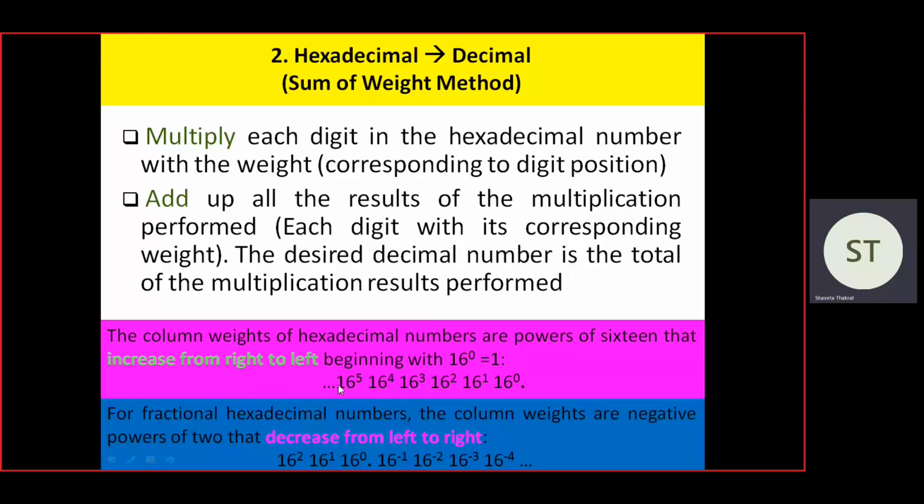So what we do is multiply each hexadecimal digit by its corresponding weight, and finally we add all the multiplications to get the overall result.